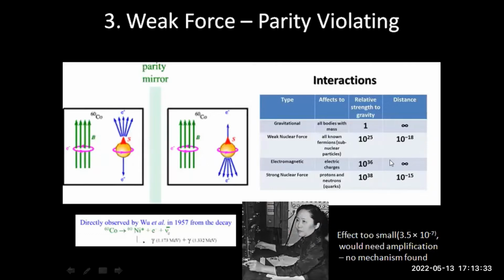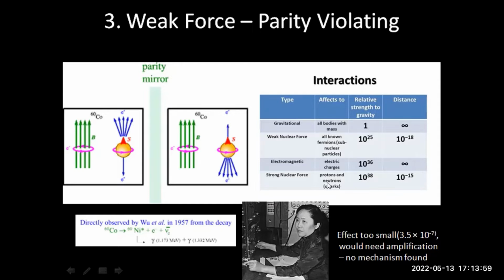Even though the weak force appears very strong with respect to gravitational force, it's very weak with respect to electromagnetic or the strong nuclear force. And the violation also is very small. So the combined effect of having a weak force and the violation being very small implies that the effect is really too small, and we would need some kind of amplification.